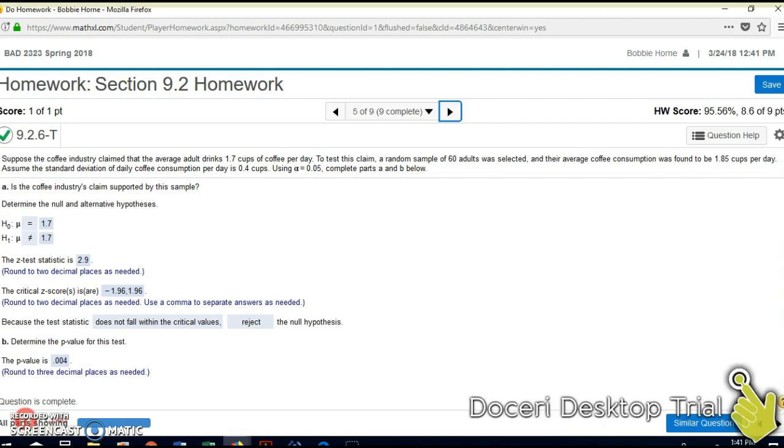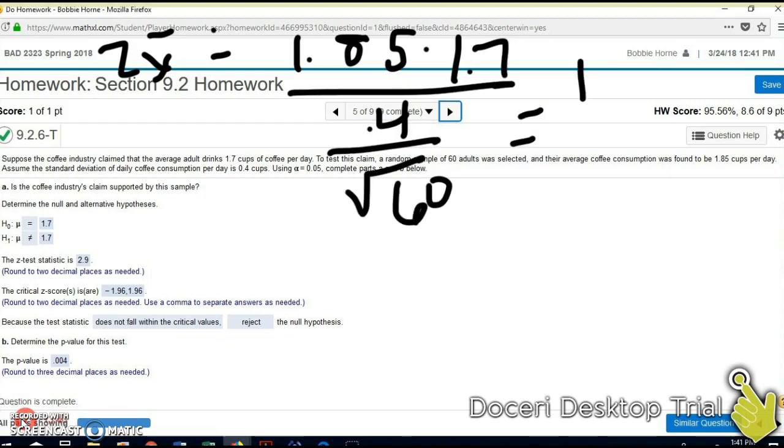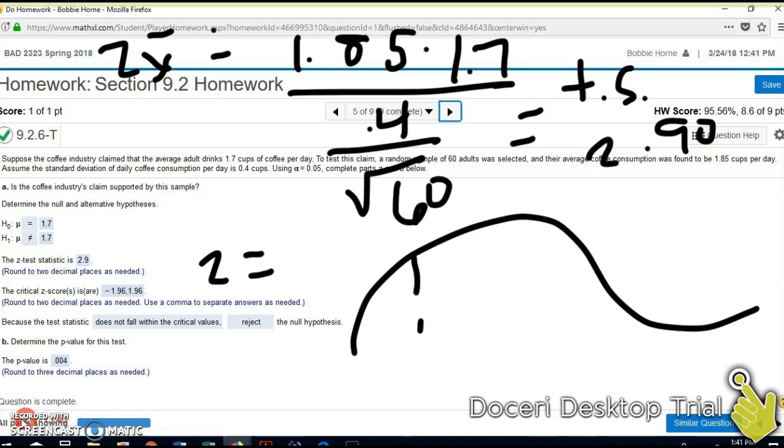For number 5, to do your z-value, you do 1.85 minus 1.70 over 0.4 divided by the square root of 60. So your test statistic is 2.90. Your critical value, since it's a two-tailed test, for 0.05 divided by 2 is 0.025. So your critical values are negative 1.96 and positive 1.96.